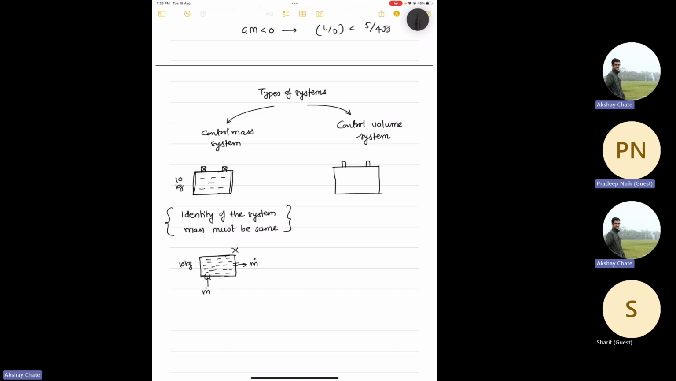Sorry, sir. Can you please repeat the system mass versus that identity, sir? Identity, a bit of confusion is there, sir. Yeah, so see, that's why I've given this example at the bottom.